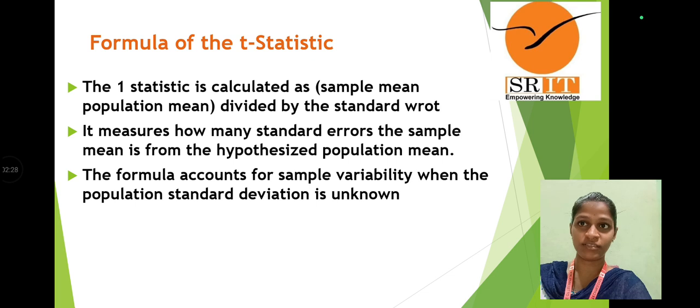Formula of the T statistic. The T statistic is calculated as the sample mean minus the population mean divided by the standard error. It measures how many standard errors the sample mean is from the hypothesized population mean. The formula accounts for sample variability when the population standard deviation is unknown.